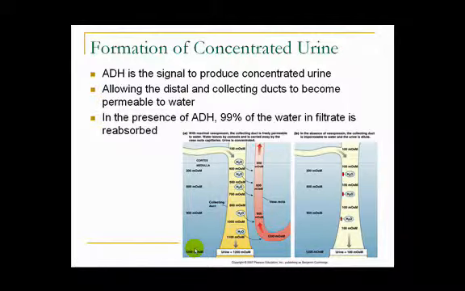So that's the whole purpose of the loop, is to create the osmotic gradient and maintain that osmotic gradient. And you keep that osmotic gradient so that if you want to produce really concentrated urine, you can make this collecting duct permeable to water by releasing ADH, and then the water will get reabsorbed and you can produce really concentrated urine. If you don't want to reabsorb the water, then you have an absence of ADH, and the filtrate will just stay at the osmolarity of 100 milliosmoles as it travels down through the collecting duct.